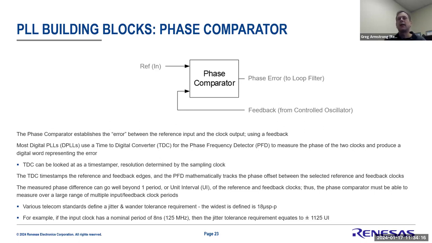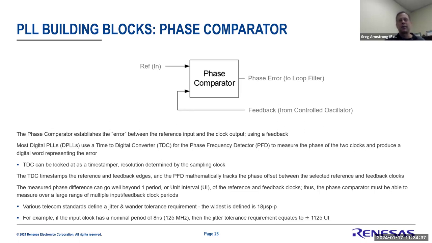Very similar to a protocol that is snapshotting when did I transmit and when did you arrive, right? It's a very similar kind of concept. It's just timestamping those two events, and you effectively send that error off to the loop filter. And there are many different ways you can implement a phase comparator.